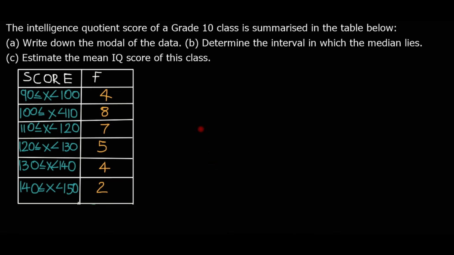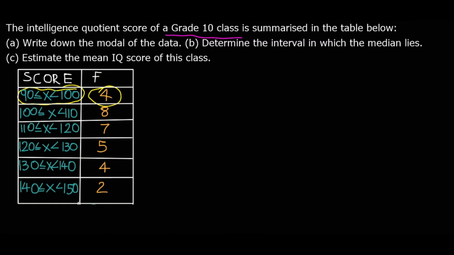In this question, the intelligence quotient score of a grade 10 class is summarized in the table below. On this table, we have the score, and then we have f. This f represents the frequency. Remember, frequency means how often something occurs. So the table shows the score of the grade 10 class, and the frequency is 4. One means 4 learners scored between 90 and 100.